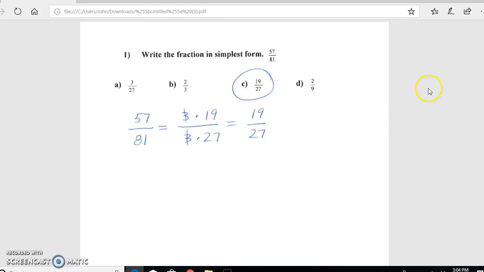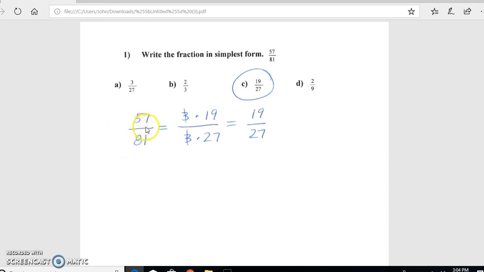This is the fractions practice test, and here we're working on problem number 1. The problem states: write the fraction in simplest form, 57 over 81. What we have to do here is eliminate any common factors in the 57 and the 81.